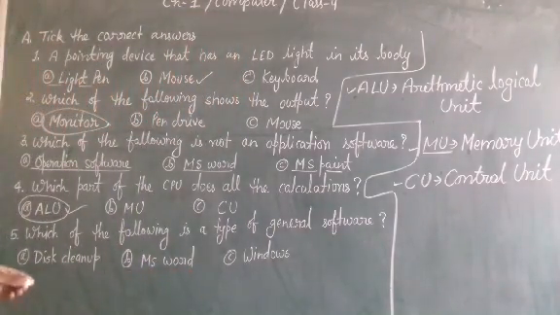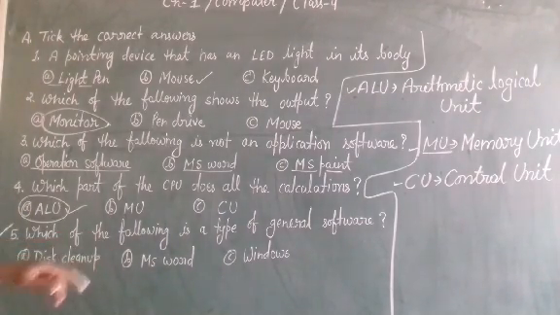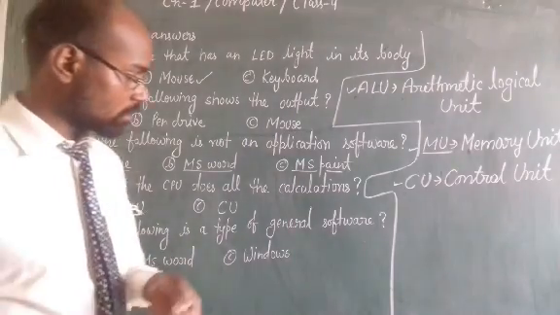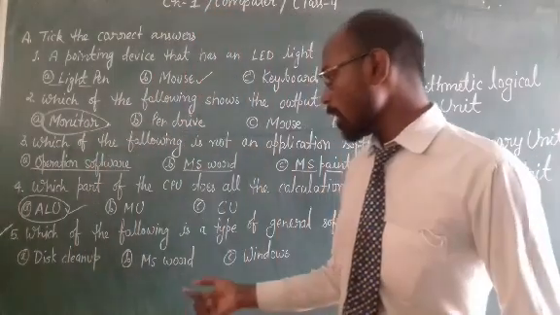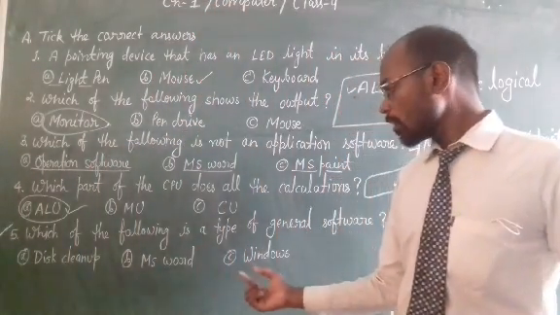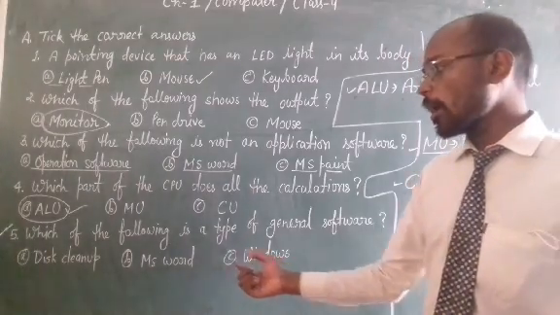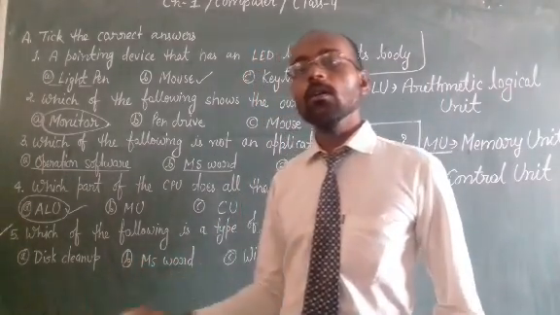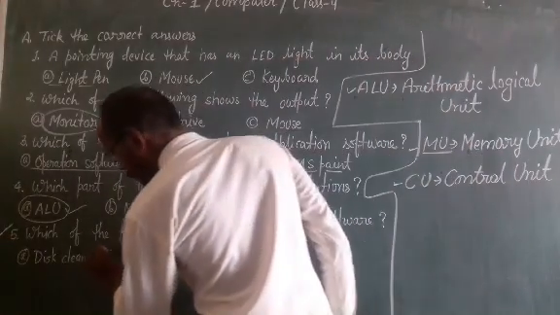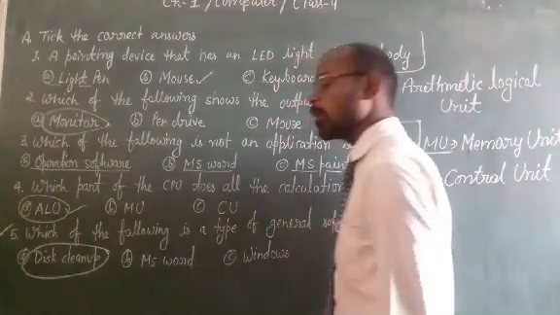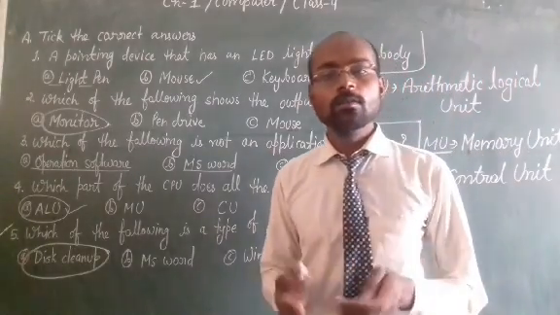Next one, question number 5 is, which of the following is a type of general software? Students, as you all know, MS Word is an application software, Windows is an operating software, and Disk Cleaner is a general software. So option number A is the right answer. Disk Cleaner is a general software.